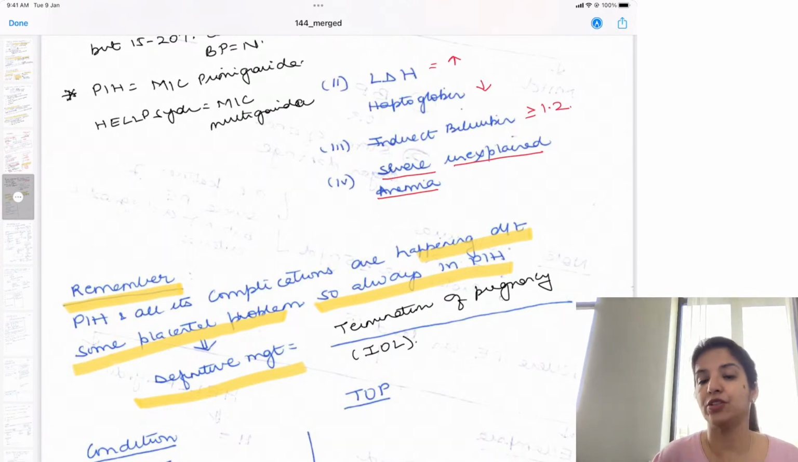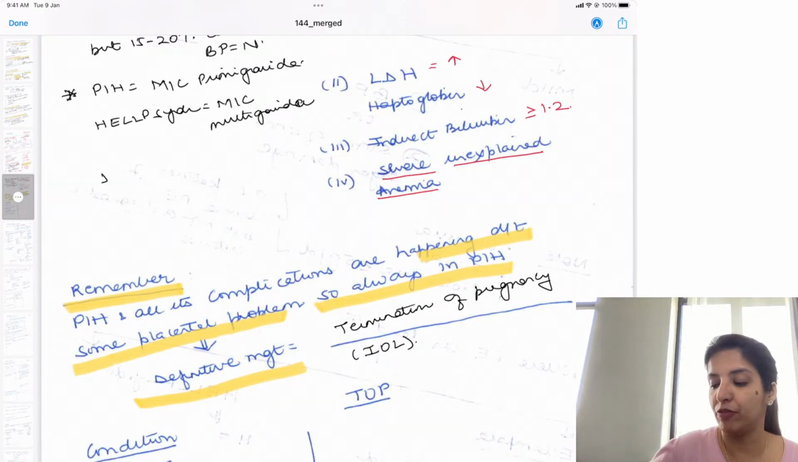Kalyan, yes, there are other risk factors for HELP syndrome, and one of them is a male fetus.